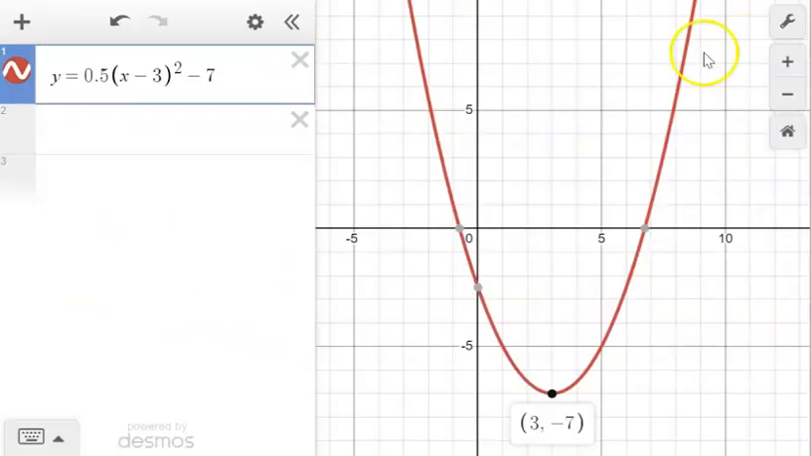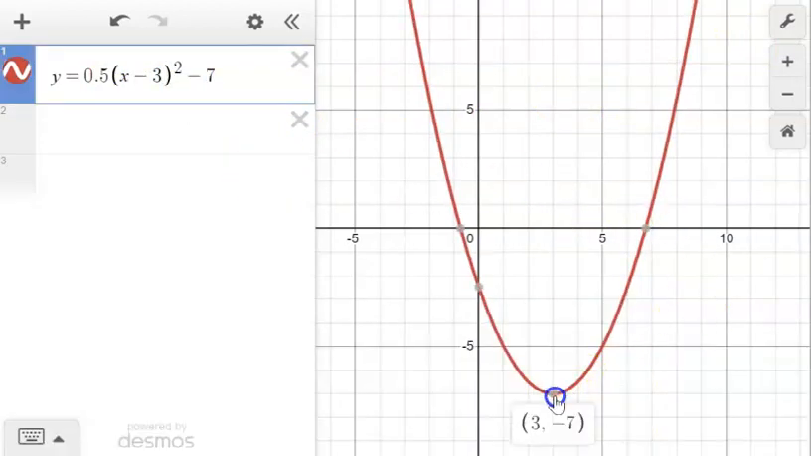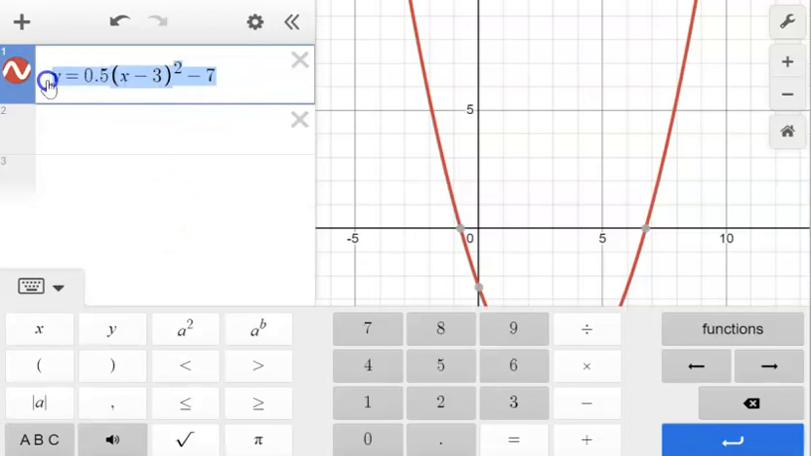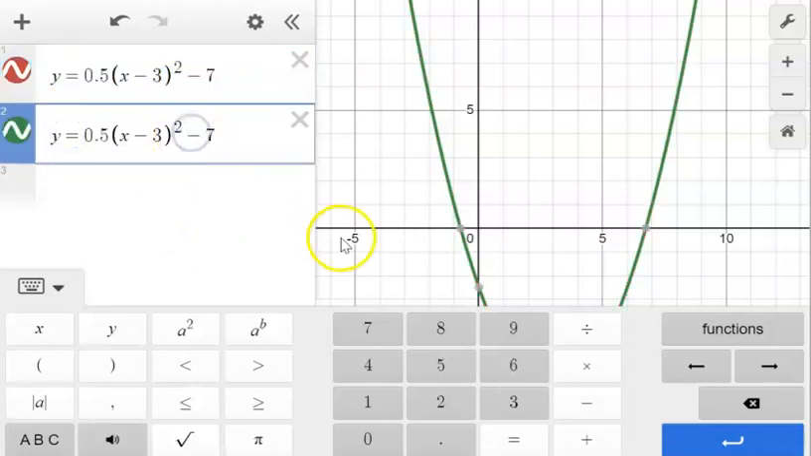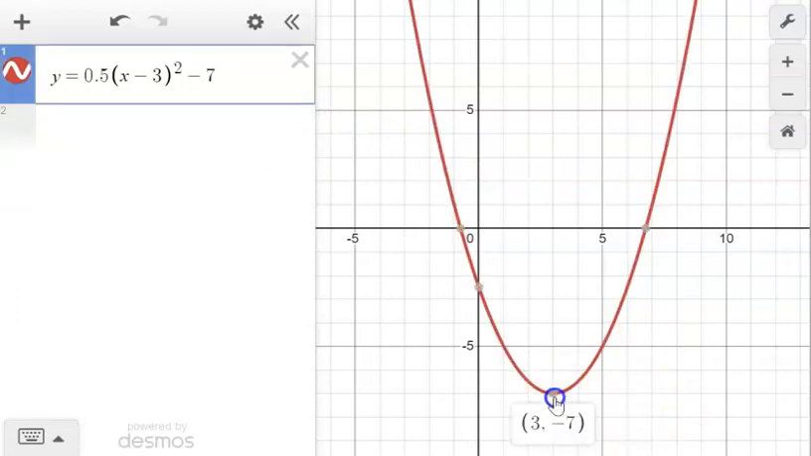So again, I can show you on the graph when we have x minus 3 in the middle and then minus 7 here at the end. The vertex ends up being that positive 3 and then the negative 7. So it does end up being the same as if we were to put plus that minus 7 there. So you can see that green equation and then the red equation exactly the same. So that's how that works.